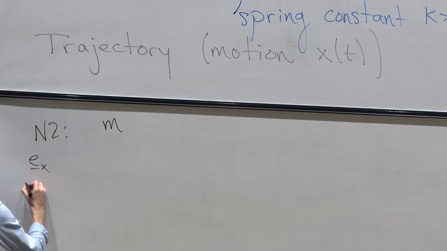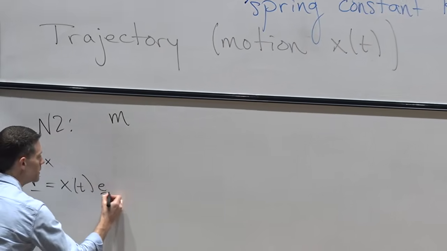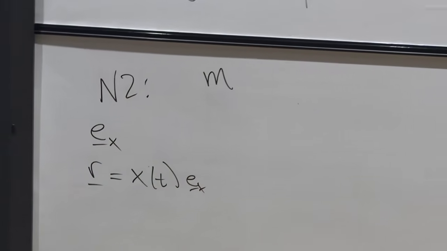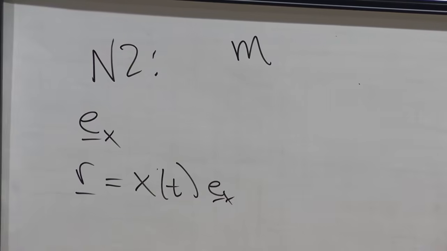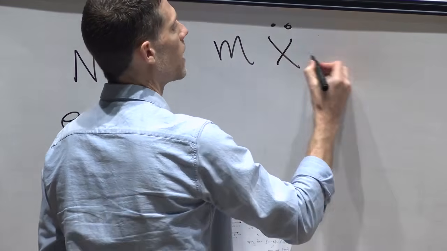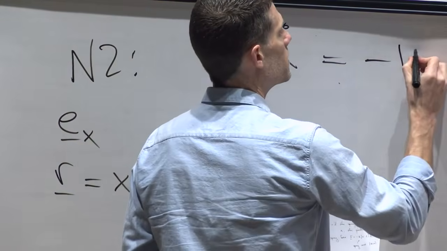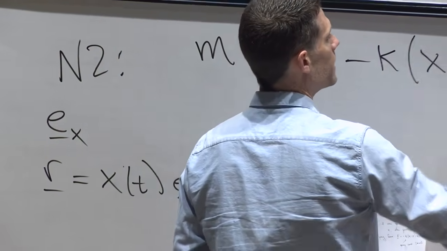So I could say that my r position vector is x of t Ex. F is the force I've written up there. So Newton's second law is the scalar equation m x dot dot is this force, minus k (x minus L).